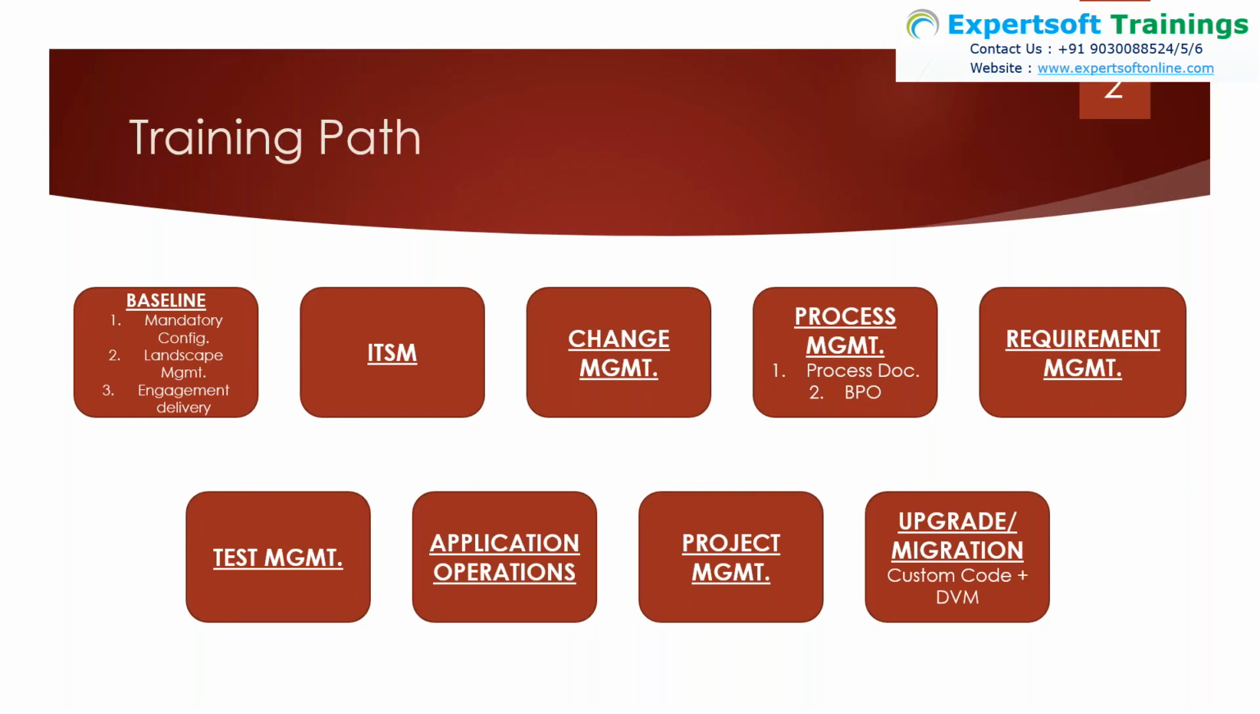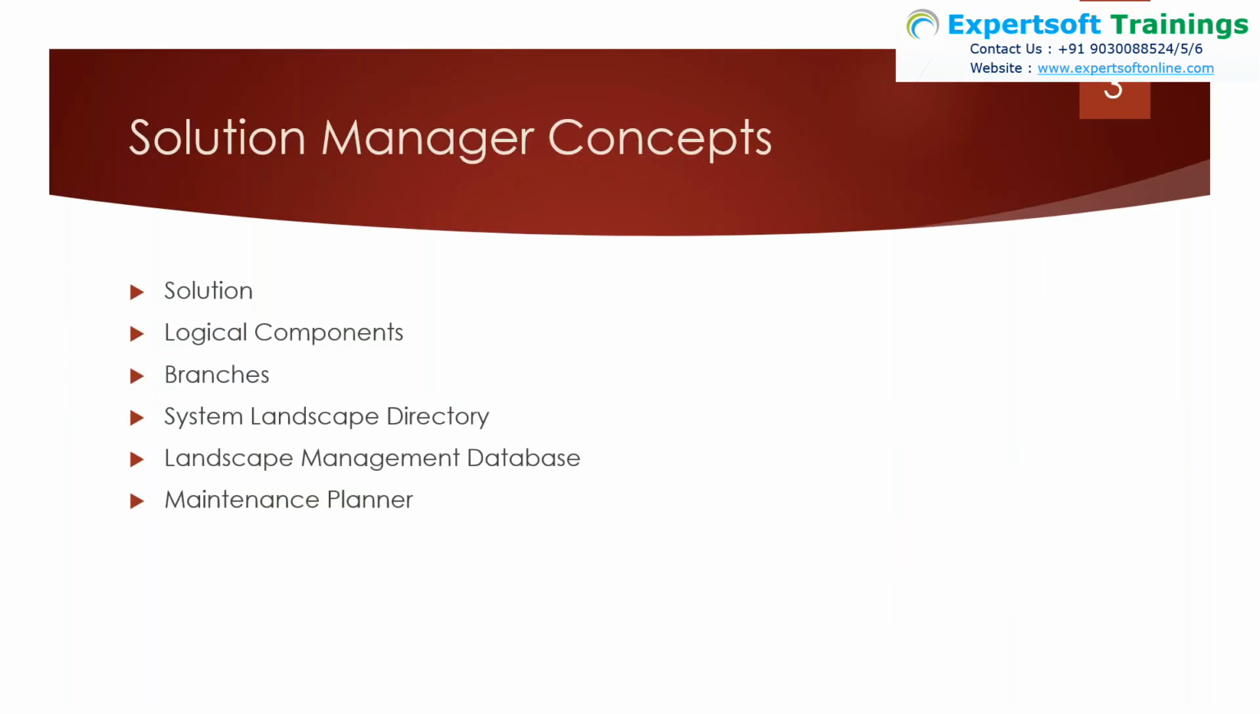So this is a functionality that came into existence from 7.2 onwards. And then the test management, application operations. So application operations consist of monitoring. It consists of system monitoring, job monitoring, interfaces monitoring, cloud appliance monitoring, exceptions monitoring, HANA monitoring, BI monitoring, user experience. So all kinds of monitoring comes under application operations, and then project management functionality, and then the functionalities for upgrade and migration, which are the custom code management and the data volume management.